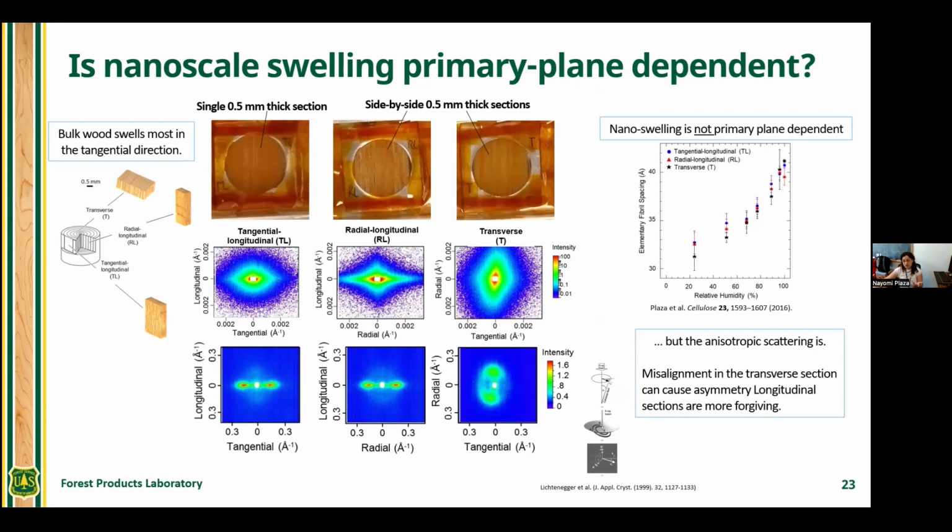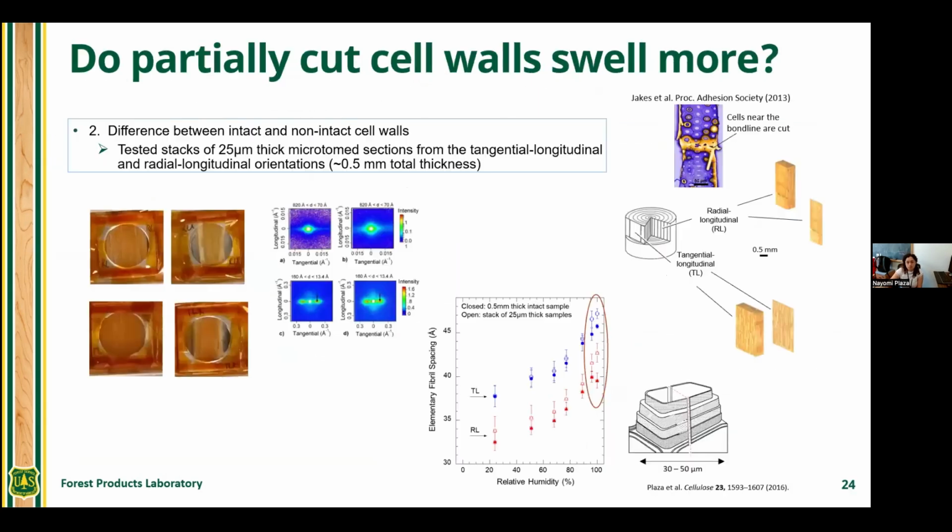So for future studies, we've really just focused on longitudinal sections, which are easier to prepare at all times and do not have asymmetry. But we were still able to see that the swelling was not primary plane dependent. So that's another reason why we just stuck to longitudinal sections.